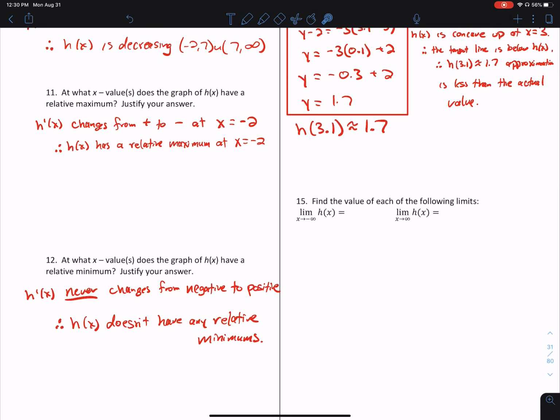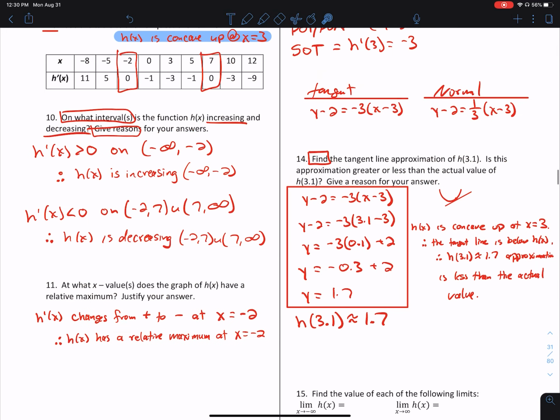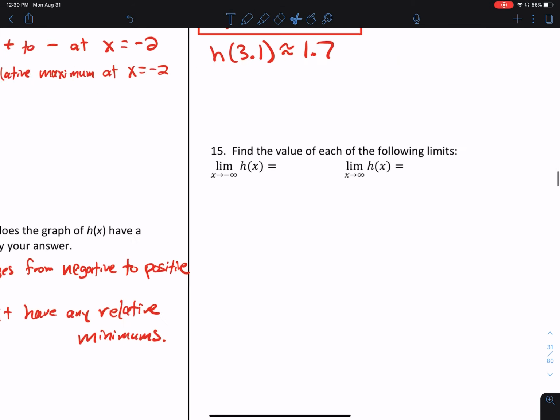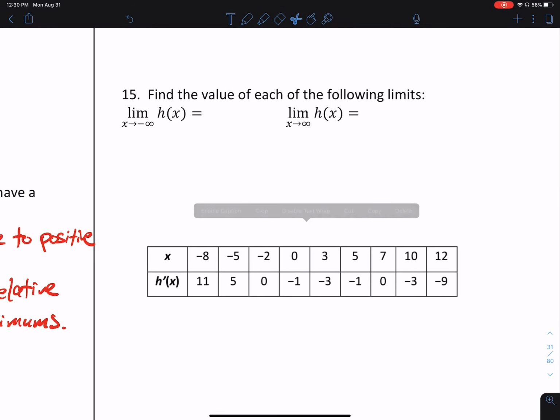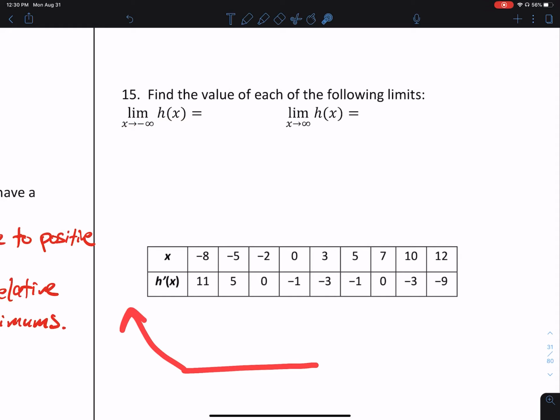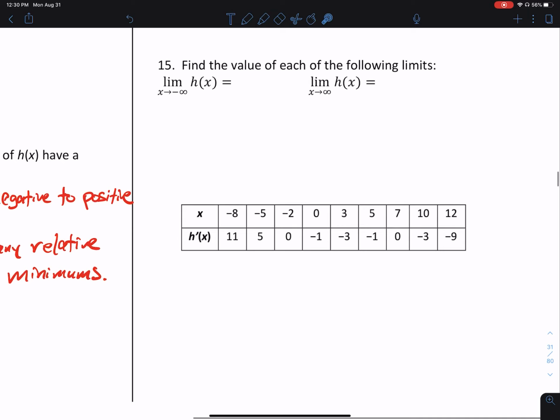15, find the values of each of the following. Let me bring this table down here so we can see this. What's the limit as x approaches negative infinity of h of x? In other words, as you go left, is it going to be going up or is it going to be going down? Well, here's what we know. To the left of negative 2, we know the graph is increasing. So we know it looks something like this. When it gets to negative 2, it's a relative maximum, and then it starts going down.